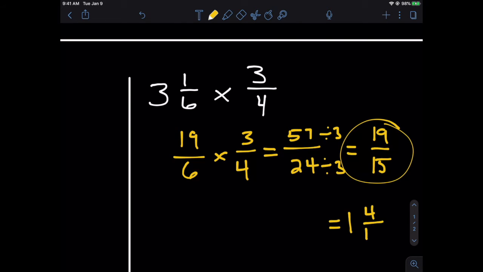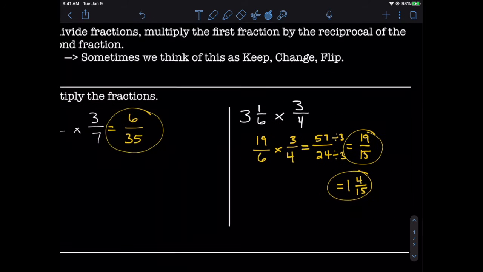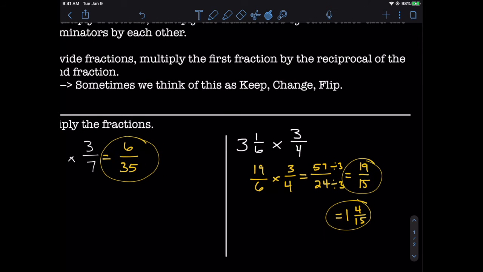If that was the right answer, we could turn it into a mixed number. It's the same as 1 and 4/15. Alright, once again, we had a little bit of a mistake here. Our final answer was supposed to be 19 over 8. Regardless of the mistakes here, we are supposed to take our mixed numbers and turn them into improper fractions before we can actually do our multiplication.